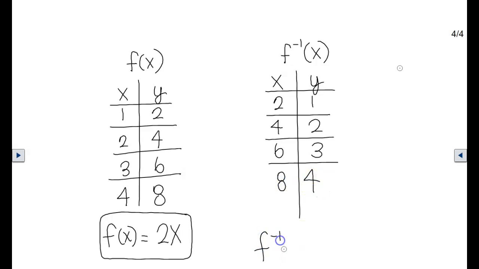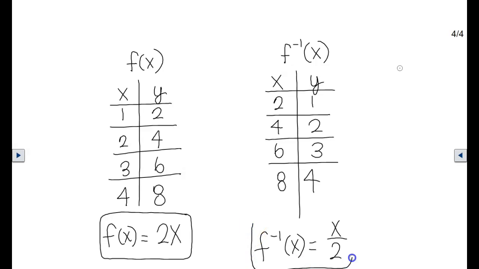Now, let's look at a rule for f inverse of x. 2 goes to 1, 4 goes to 2, 6 goes to 3, 8 goes to 4. It appears that in this function table, we're taking half of whatever x is in order to figure out this y value. And when we take half of something, we divide it by 2. So 2 divided by 2 would give me 1. 4 divided by 2 would give me 2. 6 divided by 2 would give me 3. 8 divided by 2 would give me 4. So I'm going to say over here that f inverse of x has the rule x divided by 2.